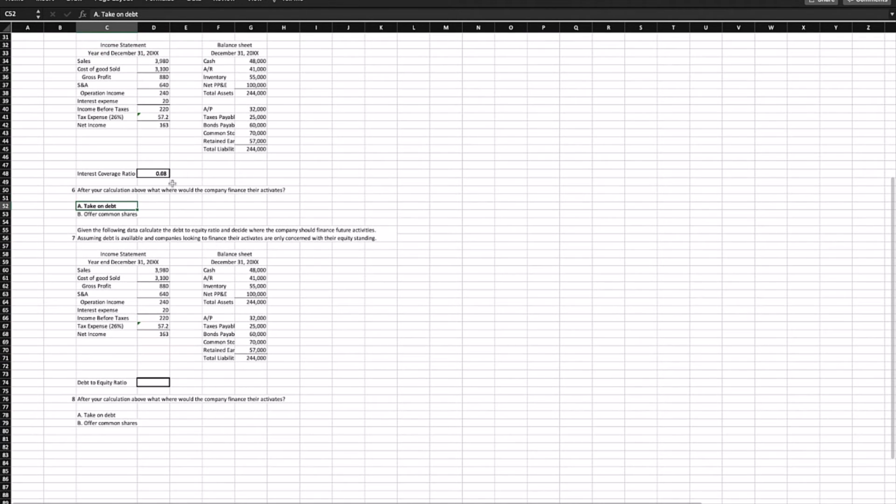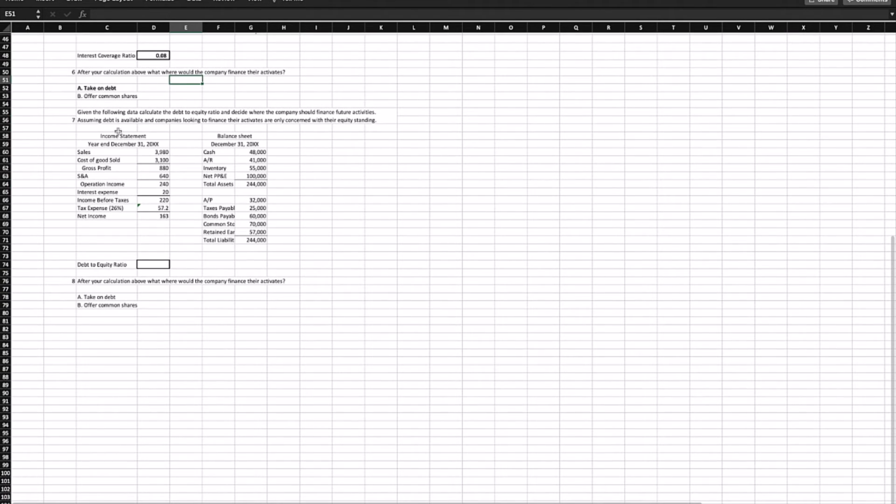So this is a follow-up question. After your calculations above, where would the company finance their activities? We'd go ahead and say debt because this is pretty low, 8 cents per $1 of income at that point. And then number 7.